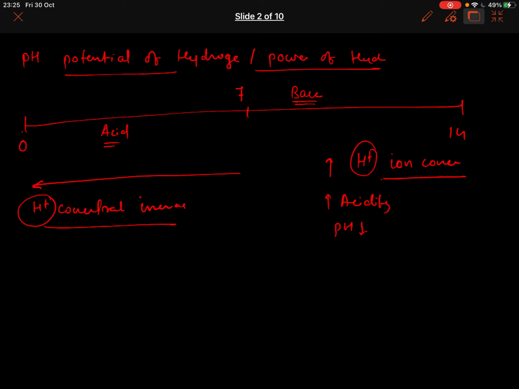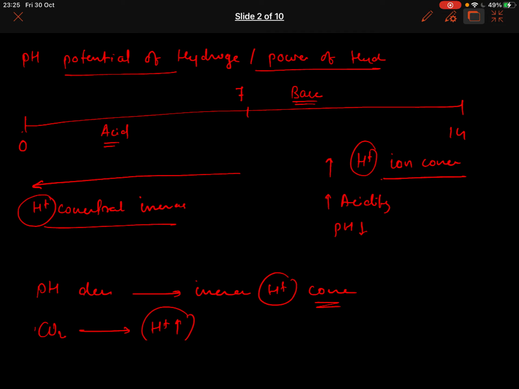So we have seen that pH decrease means increase in H plus ion concentration. Now the next question is how carbon dioxide, which is getting absorbed in the ocean water, is causing H plus ions to increase. So let us see that first.